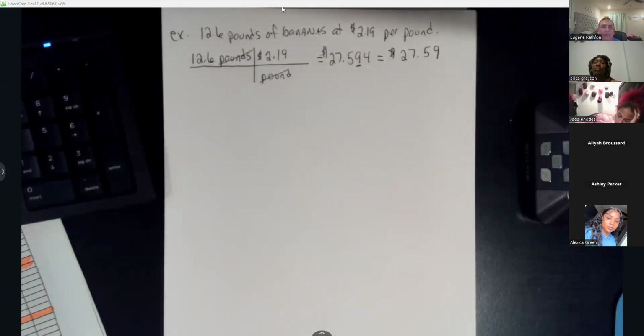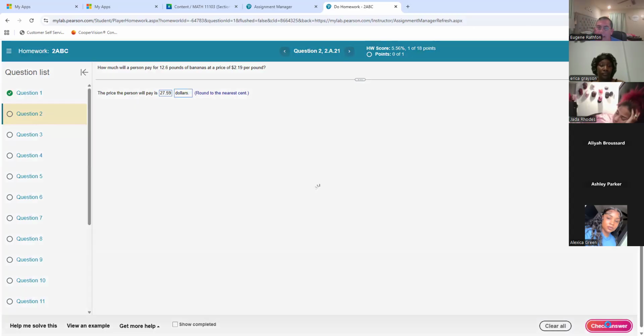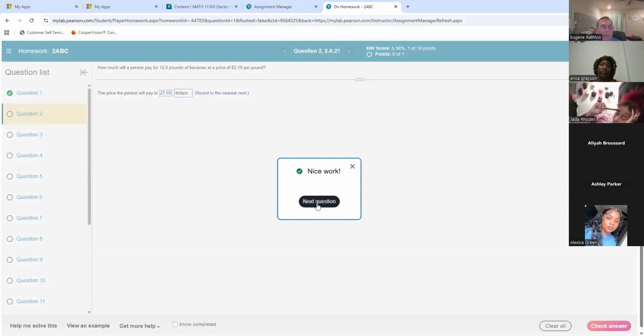So let's go put that in. 27.59, we said. And this one says dollars or pounds. What am I picking? Dollars, right? Because we're paying something. So you would put in the amount, pick your dollars, and then we move on.